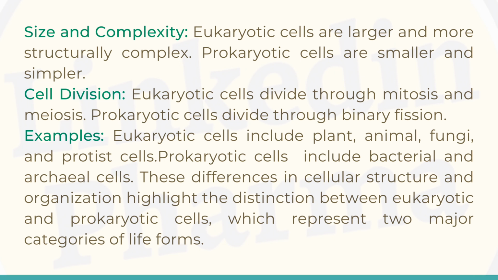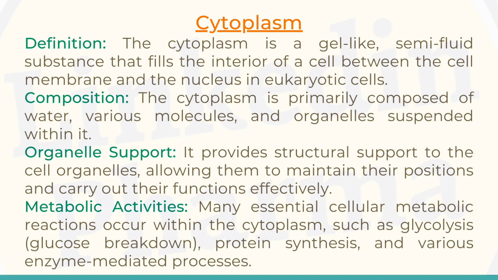Examples: eukaryotic cells include plant, animal, fungi, and protist cells. Prokaryotic cells include bacterial and archaeal cells. These differences in cellular structure and organization highlight the distinction between eukaryotic and prokaryotic cells, which represent two major categories of life forms. Cytoplasm. Definition.